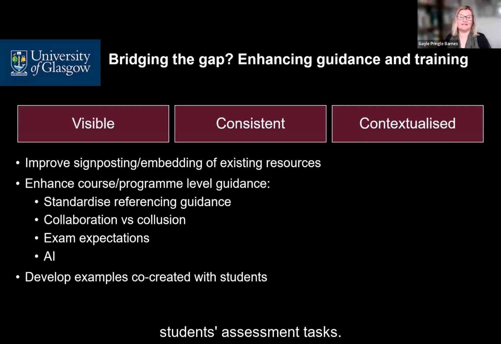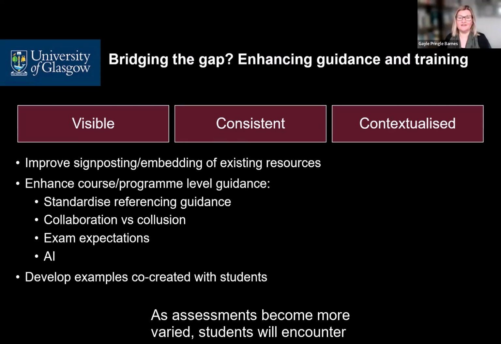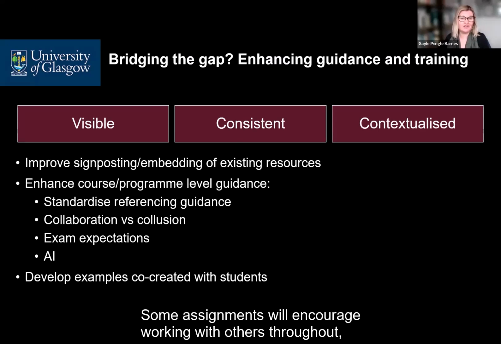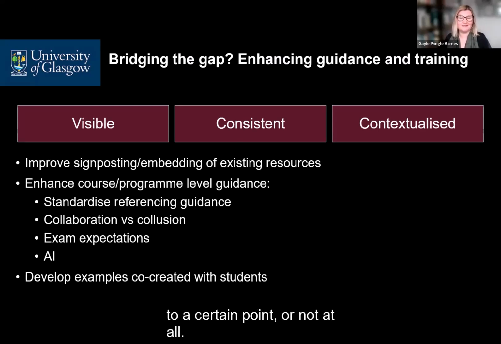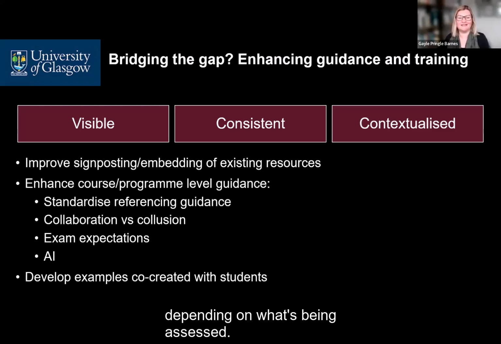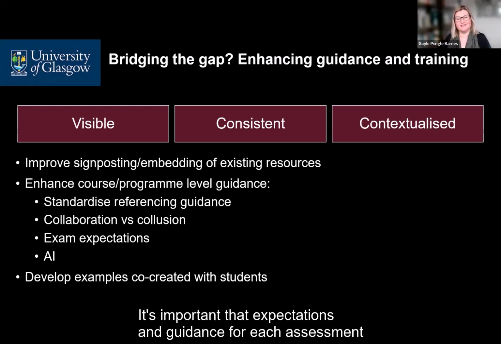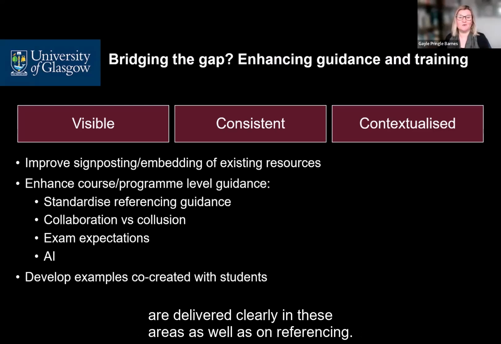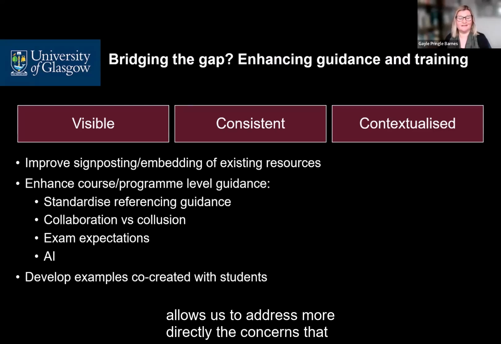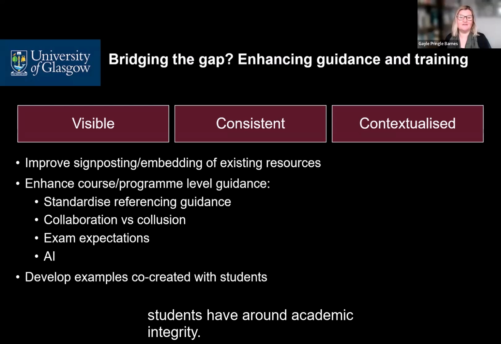As assessments become more varied, students will encounter different expectations. Some assignments will encourage working with others throughout, to a certain point, or not at all. Exam guidance and acceptable use of AI tools will also vary depending on what's being assessed. It's important that expectations and guidance for each assessment are delivered clearly in these areas as well as on referencing. Developing worked examples in collaboration with students allows us to address more directly the concerns that students have around academic integrity.